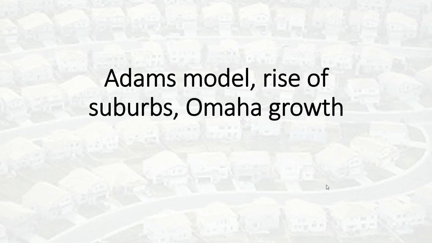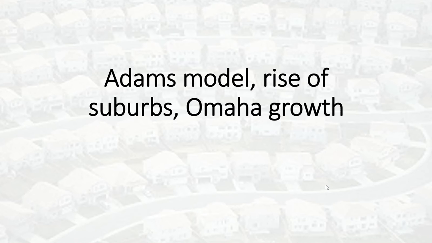Today's distance model, we're going to take a look at more of the Omaha and Bennington area, how Omaha is growing into this area. We want to do one more model, a simple model I think is the best of all the models, because I think it explains it best and it also applies well to Omaha. So we're going to do the Adams model, then we'll talk about the rise of the suburbs, and let's finally get into Bennington and how Omaha is growing out to Bennington, and the big question the Bennington people always ask: will Omaha ever annex us?